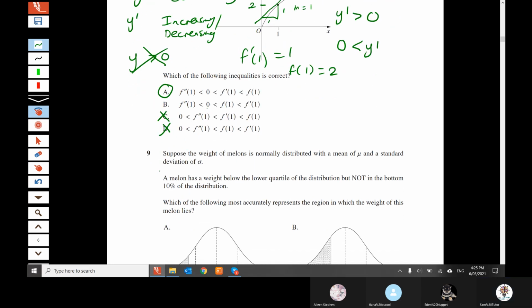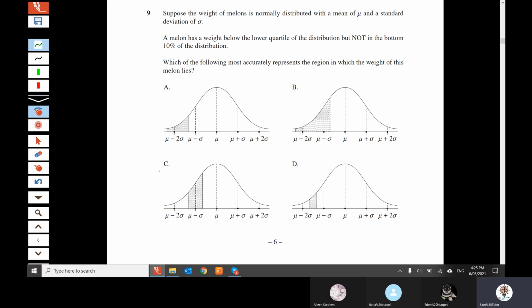Number 9, our favorite. Suppose the weight of melons is normally distributed with a mean of mu and a standard deviation of sigma. A melon has a weight below the lower quartile of the distribution, but not in the bottom 10% of the distribution. Which of the following most accurately represents the region in which the weight of this melon lies?